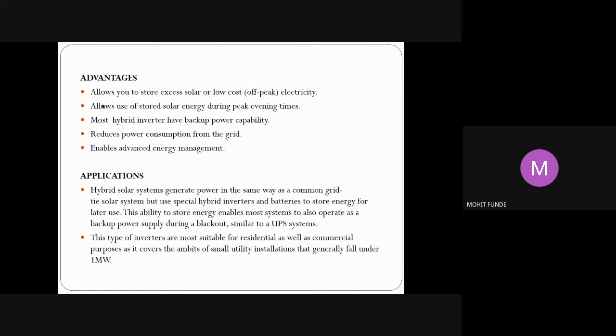Now advantages and applications. The advantages are that it will decrease the greenhouse effect. It is a reliable source of energy. This inverter empowers small businesses by reducing their energy requirements. They are easy to set up and maintenance is very low. Thank you.